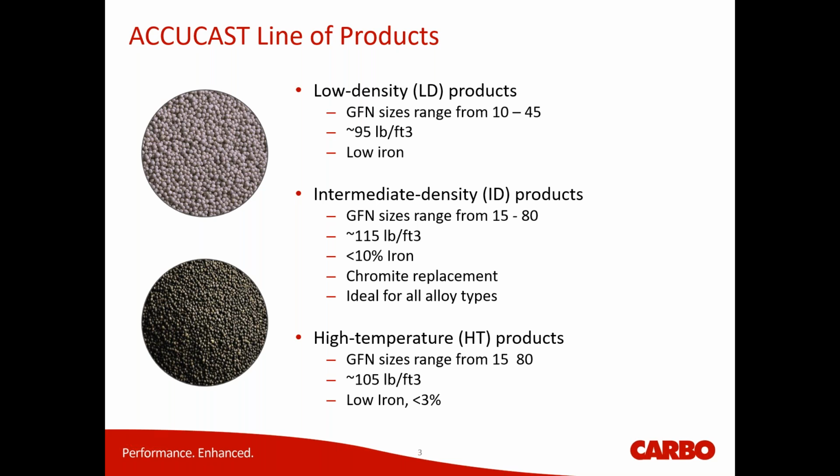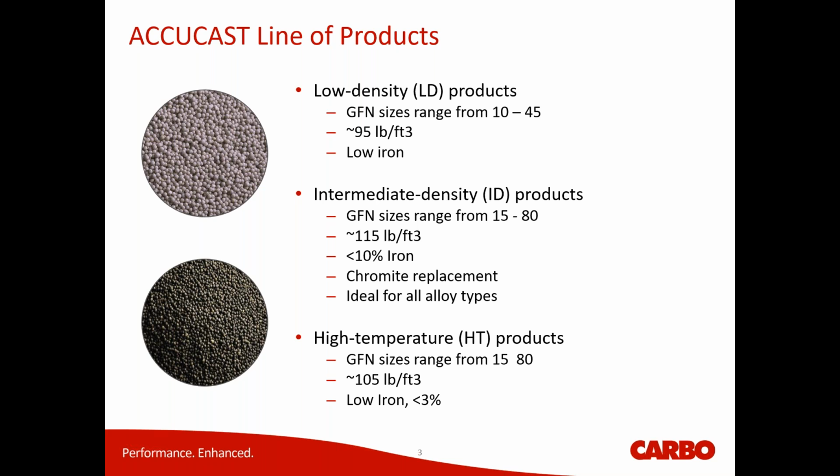Low density, LD, products is our first one I want to discuss. Our GFN size ranges from a 10 to a 45, so we have very coarse to a medium size range. We call it low density because it's actually less dense than silica at 95 pounds per cubic foot, where silica is about 100 pounds per cubic foot. Low iron means that it has very good refractory properties. It is suitable to be used with all alloy types. However, we see it more prevalent in the lower density alloys, such as your aluminum and bronze.